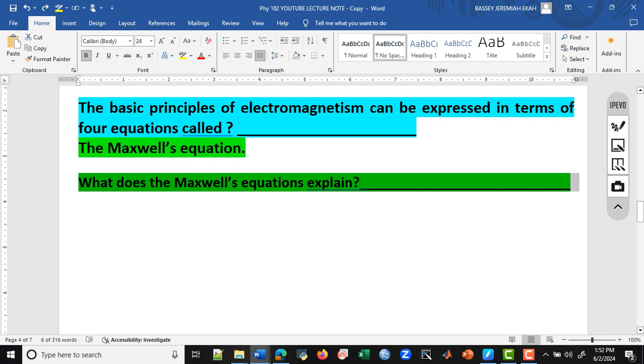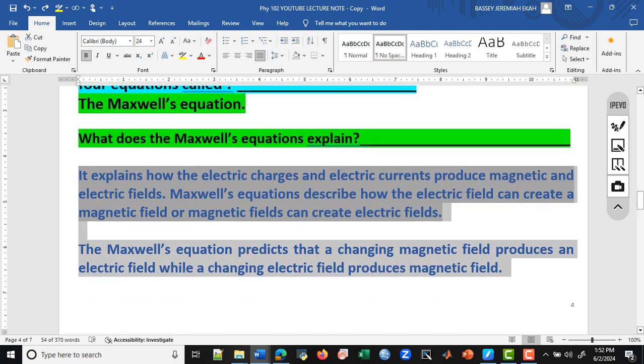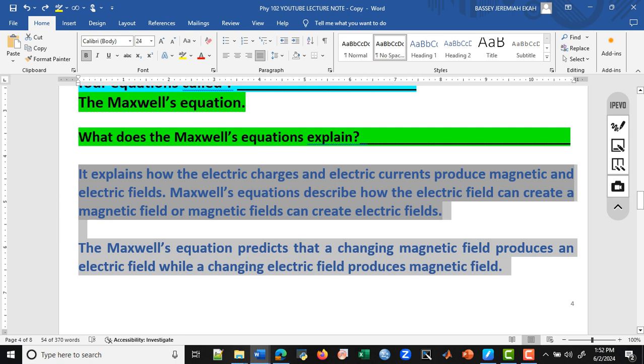What does Maxwell's equation explain? Maxwell's equations explain how electric charges and magnetic currents produce magnetic and electric fields.